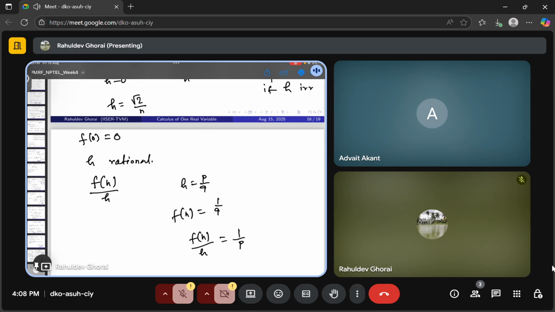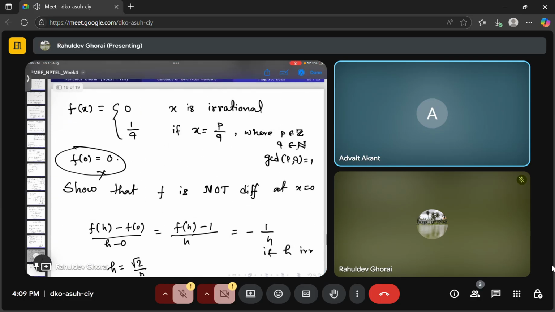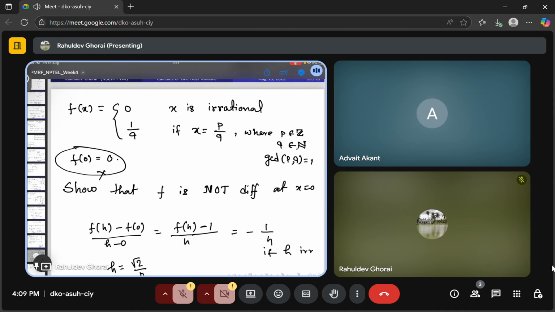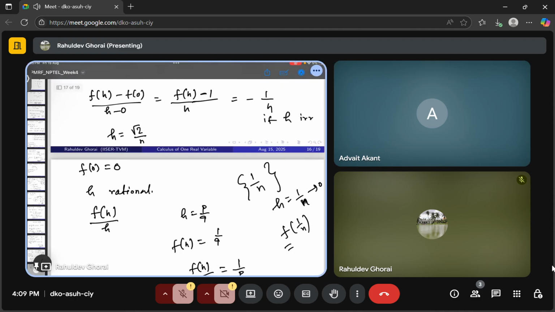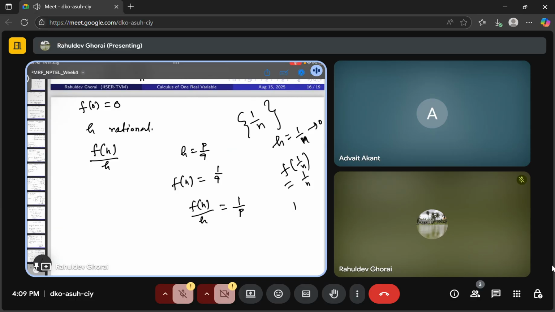Let's say 1 by n. If you take 1 by n, that will be much easier, I guess. 1 by n converges to 0, a sequence of rational numbers, h equal to 1 by n. It can be because it converges to 0, right? Then what will be f of 1 by n? f of 1 by n is 1 by n, right? And f of 1 by n over h, that is also 1 by n.